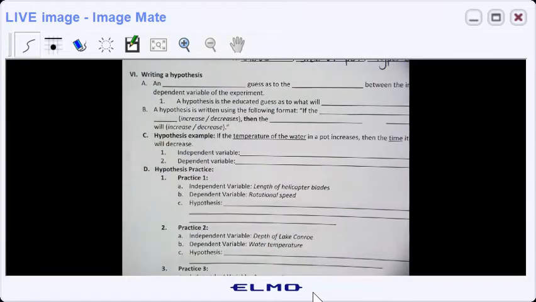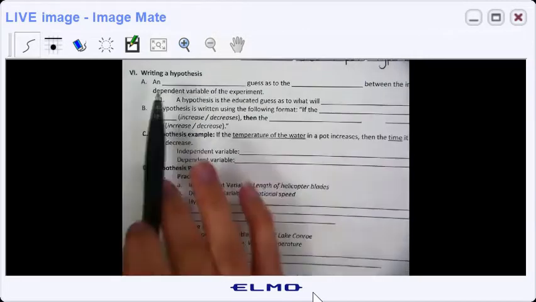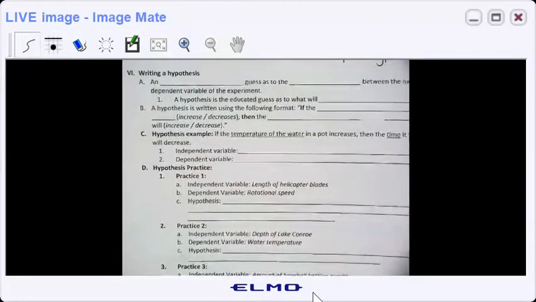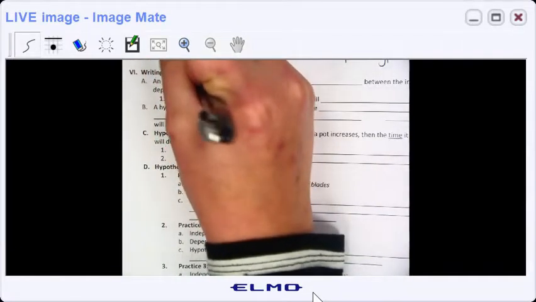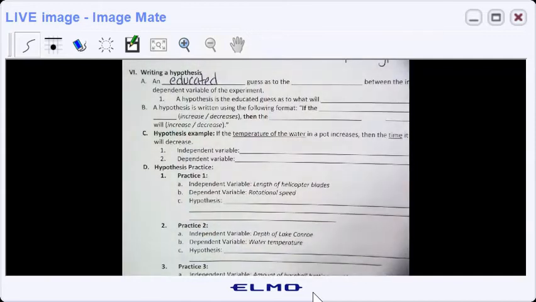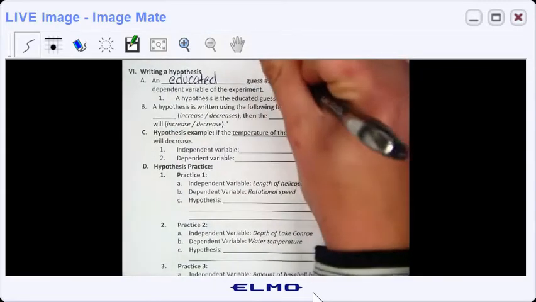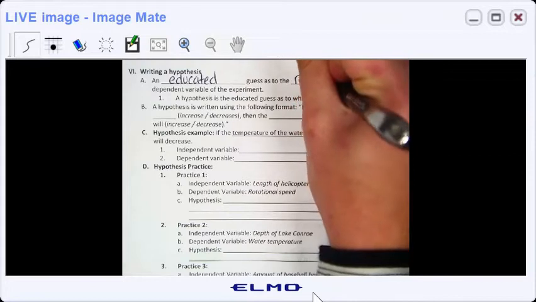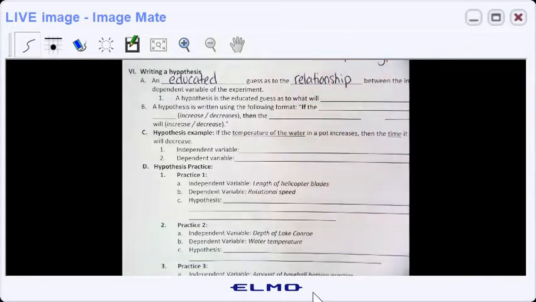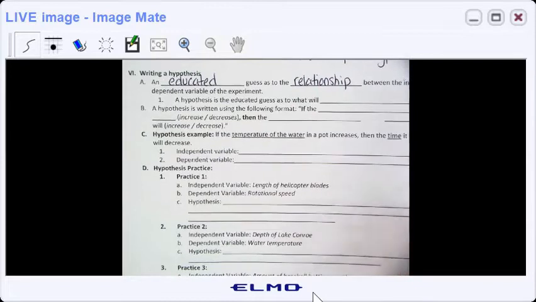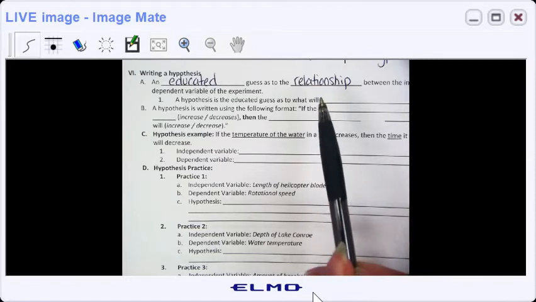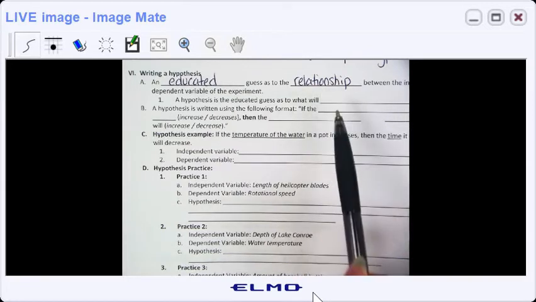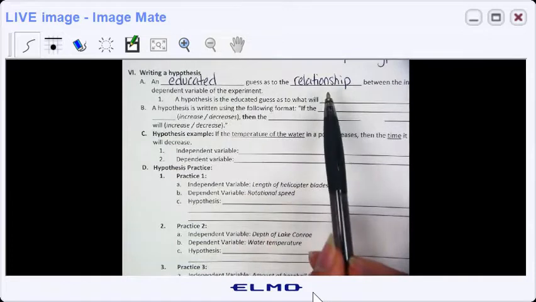Practicing how to write a hypothesis in the formal method. So we'll start with, what is a hypothesis? You've probably heard that it is an educated guess as to the relationship between the independent and dependent variables in the experiment. So it is taking a look at how the independent and dependent variables react, or what their relationship is between each other. And it's your guess as to what that relationship is.